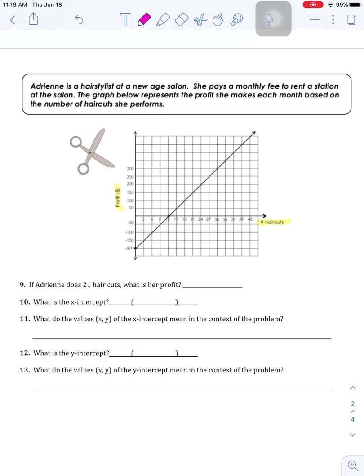Now, in question 9, it asks us to determine her profit if she did 21 haircuts. So if Adrienne does 21 haircuts, what's her profit? Well, if we go to 21 and we go up, we see that we have a point here, right? And that point is 21 when the profit is 150, right? So when we have 21 haircuts, if we travel over here, profit is $150.